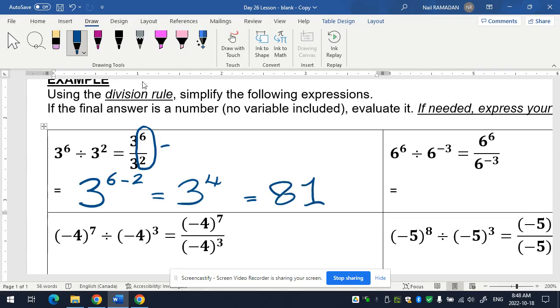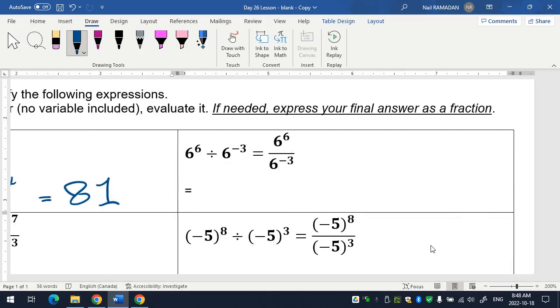Okay. Oh, by the way, I changed it from yesterday here. Yesterday I told you to express it as a fraction. Today I said, in general, if needed, you need to do it as a fraction. If you don't need to, just leave it as a single number.